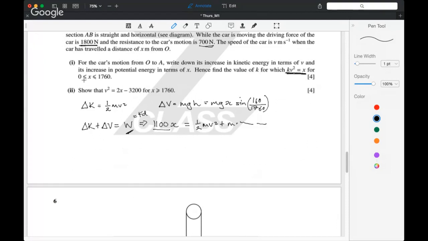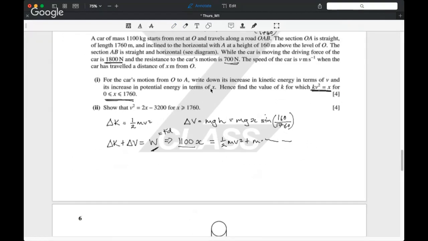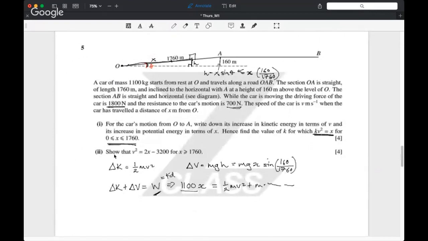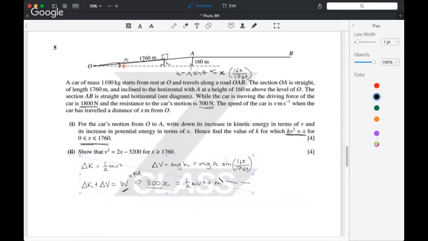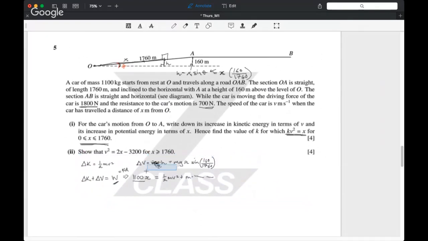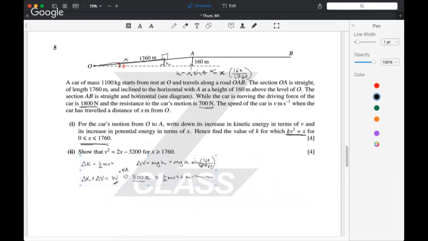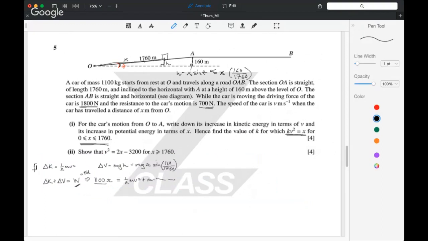Oh yeah, they have specified that this is for while you're still on the ramp. That's what this means. So x is less than 1760. And that's important because once you get to the top of the ramp, which is what the next question is asking for, the potential energy no longer increases. So all of the work done is increasing the velocity. So this is for question 1.